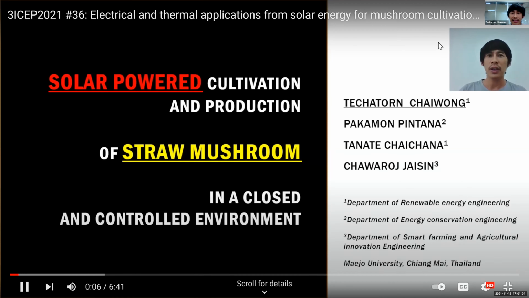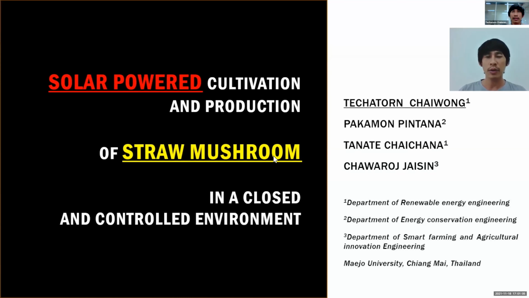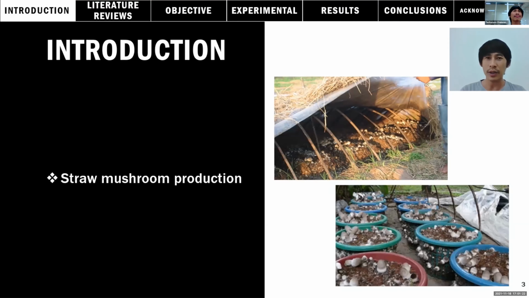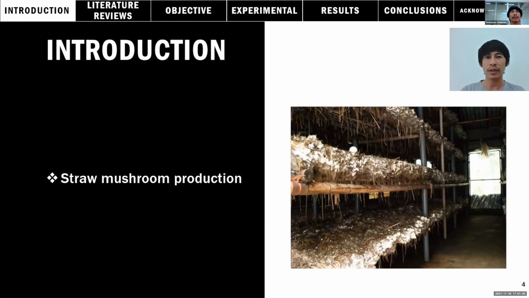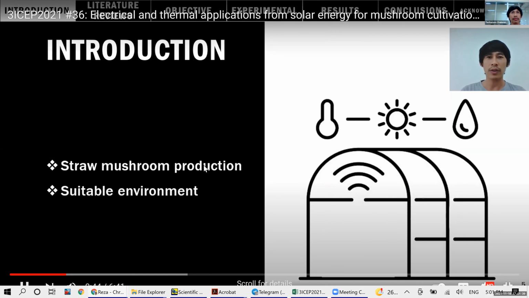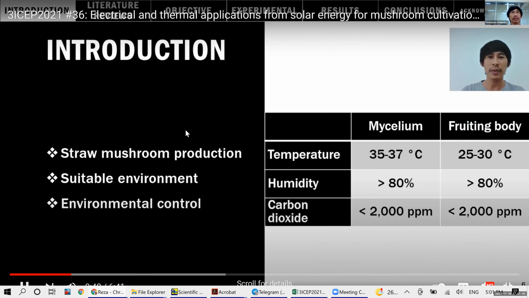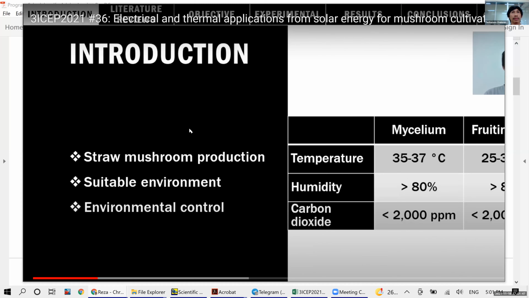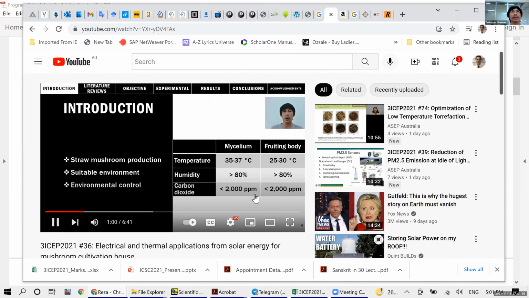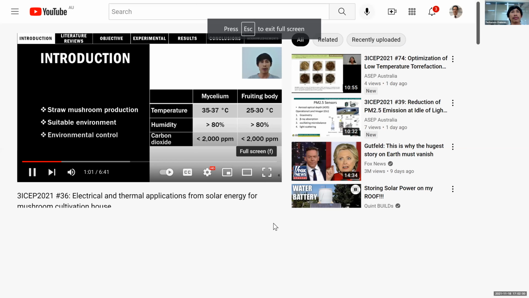Yes, that's right. Today I'm going to talk about solar power cultivation and production of straw mushroom in a closed and controlled environment. I begin with the origin and objective of this research, then the experimental setup and results. Straw mushroom production in Thailand exists from tree cultivation, outside in baskets, and inside the mushroom house. But inside mushroom house cultivation is the best for production because the environment is steady. The temperature and high relative humidity are ideal for growing straw mushrooms. According to research, the optimal temperature for mycelium is 30 to 37 degrees Celsius and for fruiting body production is 20 to 30 degrees Celsius. Relative humidity for growth is in the range of 70% to 90%.